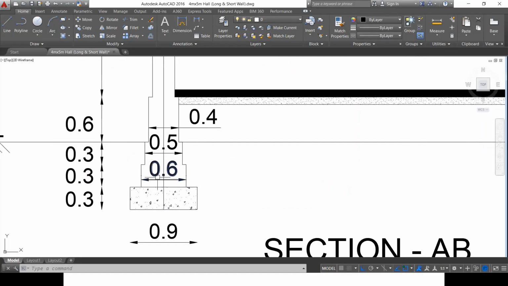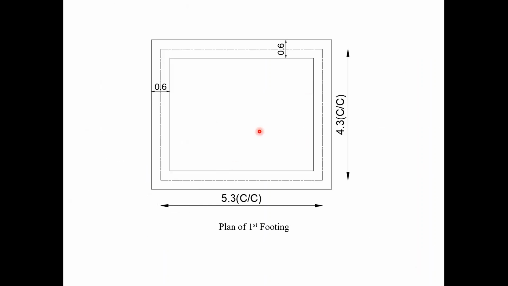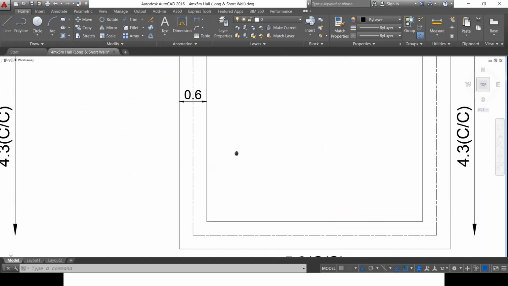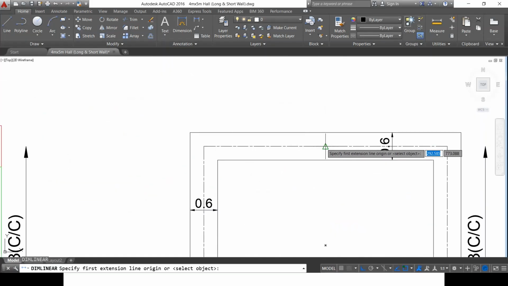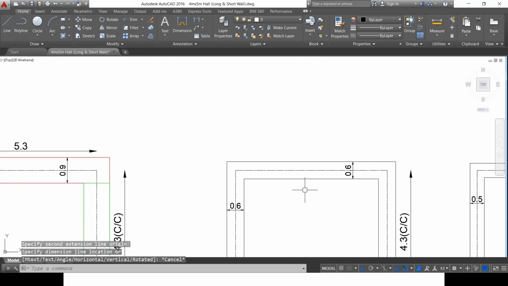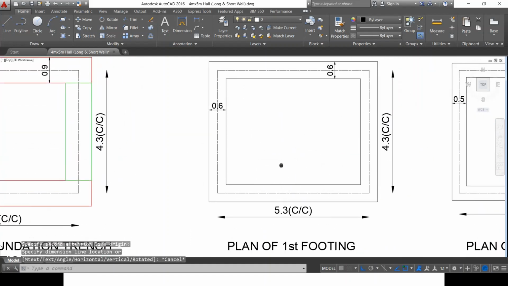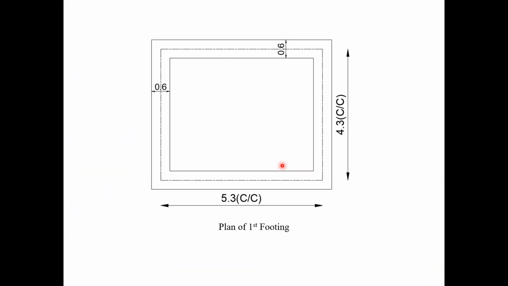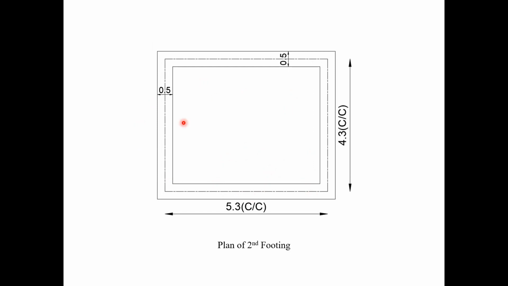And now as we can see, the width of the first footing is 0.6 meter, that is 0.3 meter on either side of the center line. So 0.3 meter on either side of the center line, which I'm going to show here. 0.3 meter and 0.3 meter on either side of the footing. So that is the first footing. Now I need to do the calculation for this as well as for the second footing.